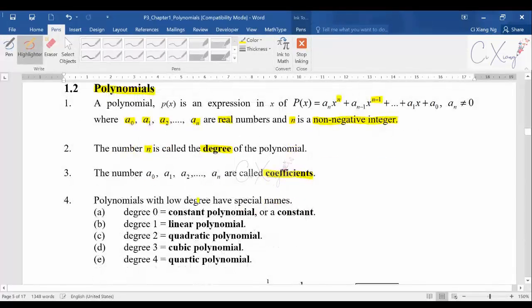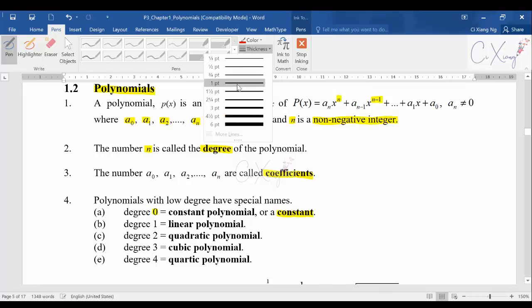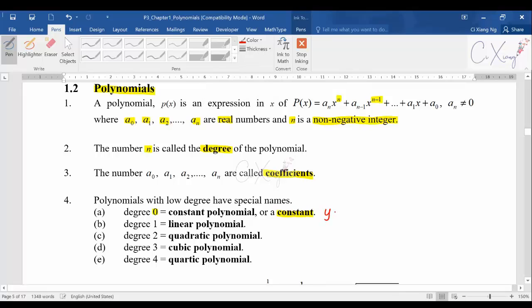Polynomials with low degree have special names. Degree 0 is a constant. As an example, let's say y equals 3. So this is a constant. Then any polynomial with degree 1, we call a linear polynomial, or linear function. As an example, y equals 3x plus 2. So this is the linear function or linear equation.